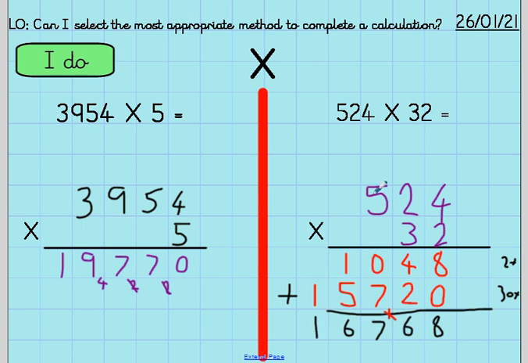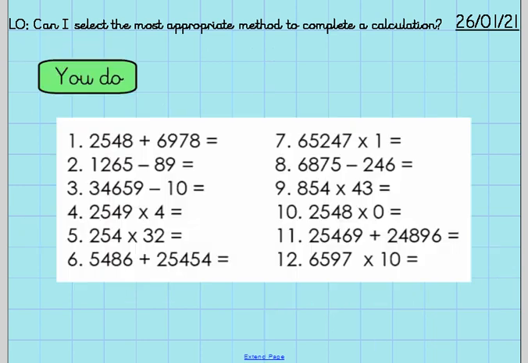So I now know that 524 times 32 is 16,768. Okay, so you can pause the video, you can re-watch some of those if you need to double check your methods. Okay, you've got a selection of questions today.